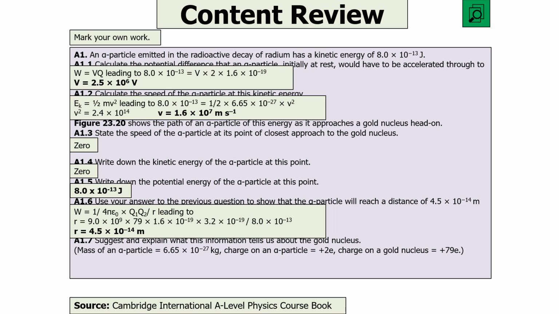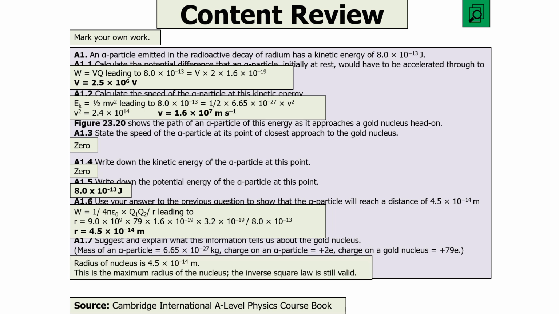Now, it's important to know what this tells us about the gold nucleus: that in theory, the maximum possible radius of the nucleus is going to be 4.5 times 10 to the minus 14 meters, because that's as close as the alpha particle can get. In reality, it'll probably be slightly smaller than that though.